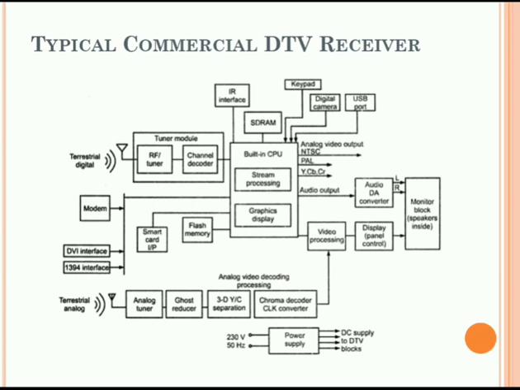An SMPS power supply is required, where the mains voltage of 230 volt AC, 50 Hz is converted into a stable DC voltage, with different supply voltages produced for the different stages used in advanced DTV receivers. This is the typical component encoded DTV receiver that we have seen now.